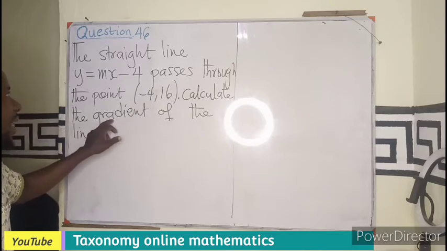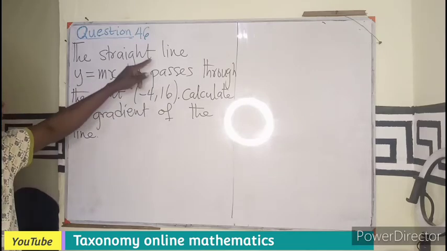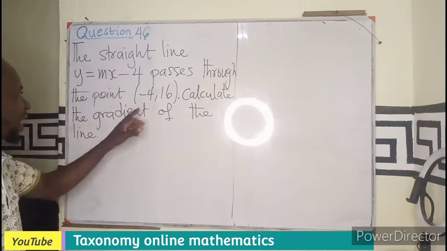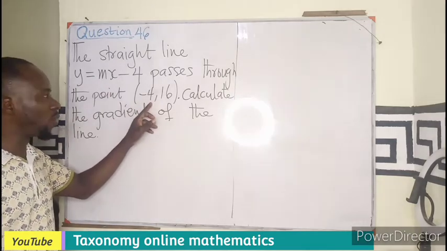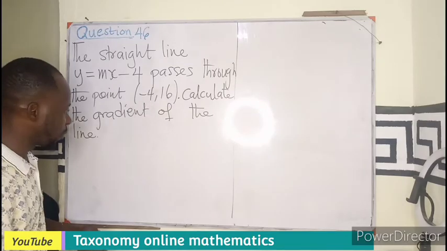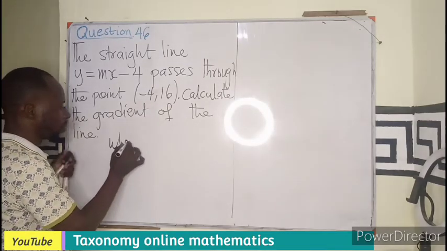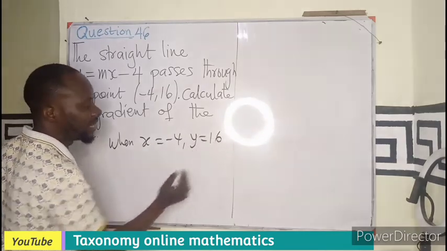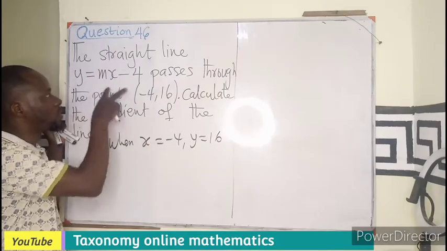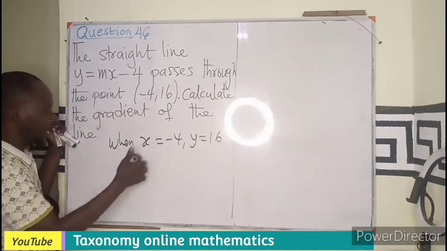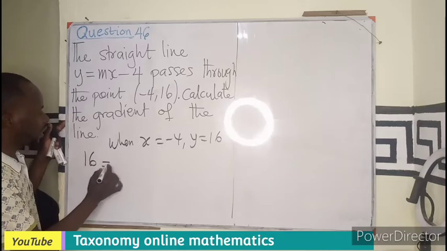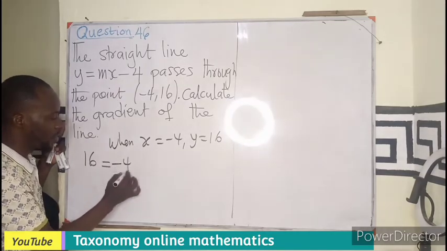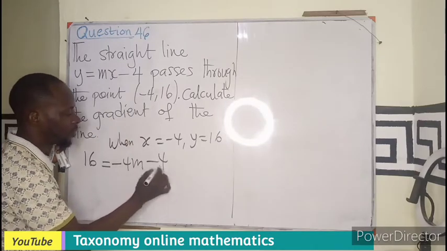We have to calculate the gradient of the line. We are looking for the m. So if we are looking for the m, it means that we have to substitute the values of x and y. Here, when x equals -4, y equals 16. Substitute that into the original equation: 16 equals, this is x, which is -4, so -4m minus 4.